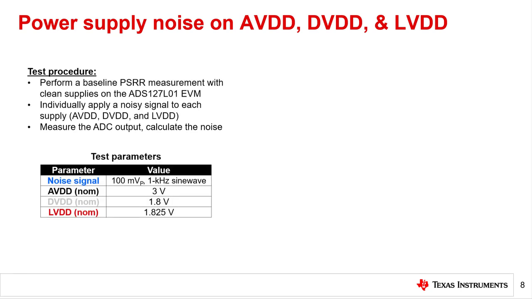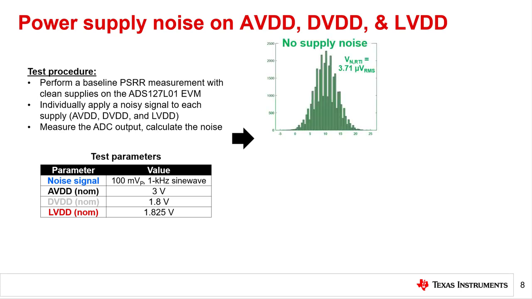The test parameters used in this experiment are shown in the table on the left. The noise signal is a 100 mV, 1 kHz sine wave that is centered on the nominal supply voltage. The nominal supply voltages are given as 3 volts for AVDD, 1.8 volts for DVDD, and 1.825 volts for LVDD. On the right are histograms reporting the results of each test.